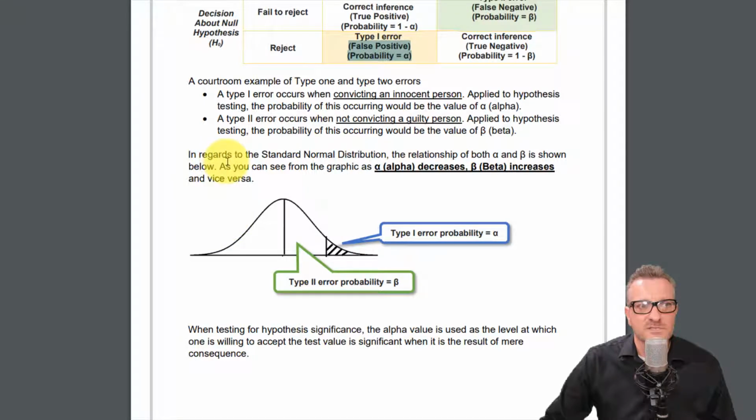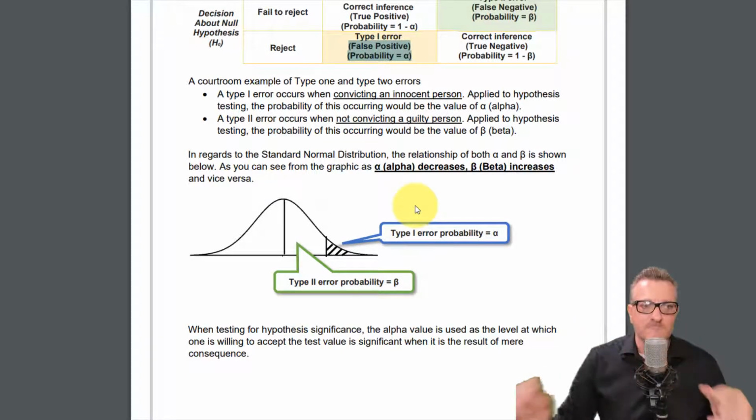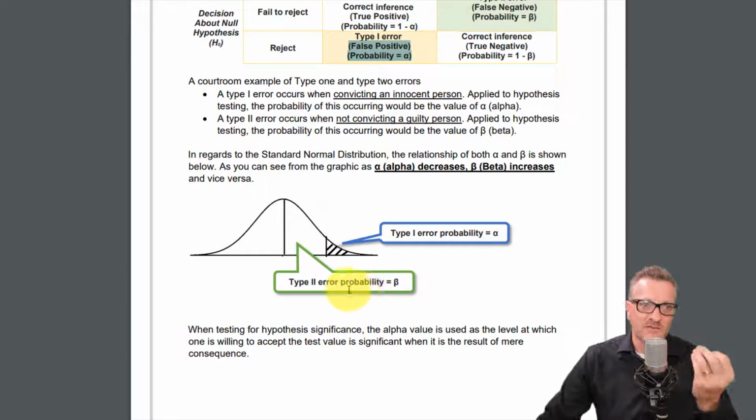In regards to the standard normal distribution, the relationship between both alpha and beta is shown below. As you can see from the graphic, as alpha decreases, beta increases. So when one gets larger, the other gets smaller. And of course, in this whole distribution, we only have the number 1. We only have 100% to work with, so we can't make up space without cutting into the other space.